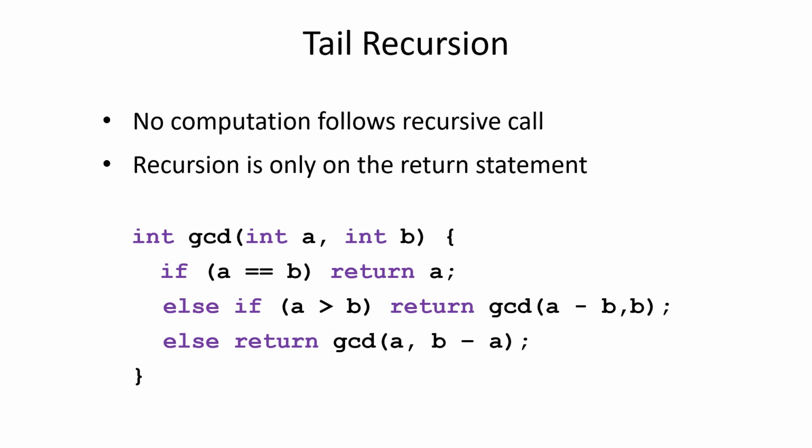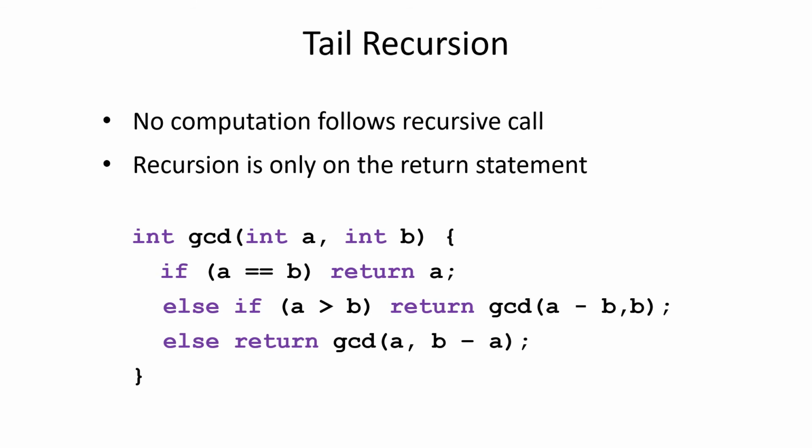Tail recursion is a particularly efficient form of recursion. Recursion is when a method calls itself. And in this example, there are 3 return statements and the method calls itself at 2 different points. But every time the recursive call is made, it's on a return statement. Therefore, the returned value from the recursive call will be the returned value from the method.